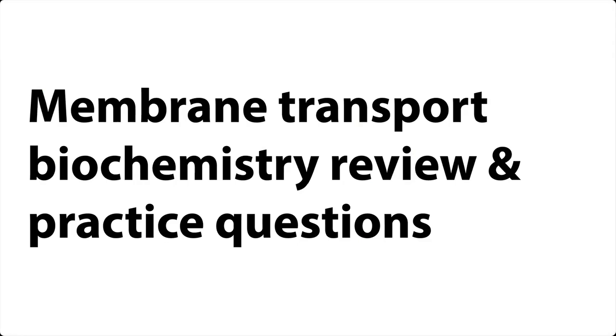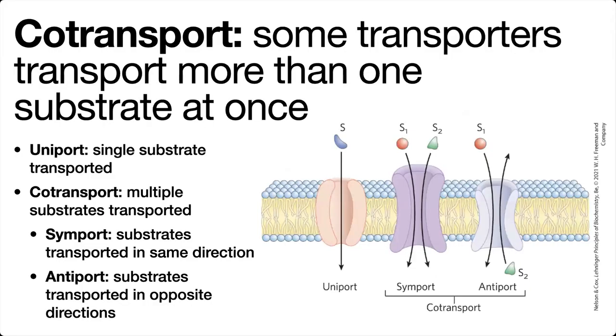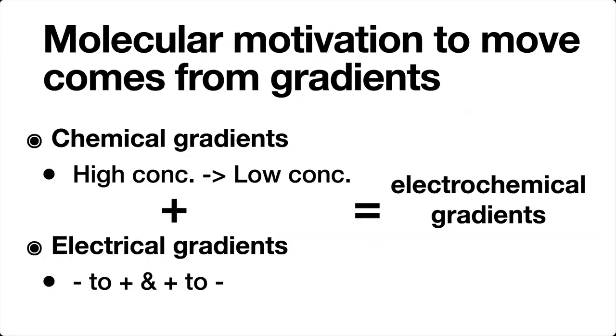We'll start with just a quick review of membrane transport biochemistry, and then we'll go through some practice problems. The key thing I want you to be able to do is to recognize and classify different types of membrane transport, classify them as passive or active, further subclassify them as we'll talk about, and see if they are co-transport, unitransport, and if co-transport, symport or antiport. So let's go through this terminology.